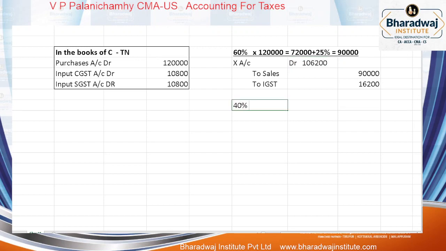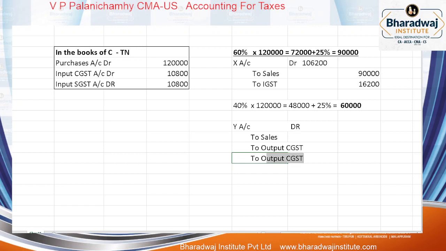Then 40% of 1,20,000 will be 48,000 plus markup 25%, which comes to 60,000. This is sold within the state. What entry will you pass? To whom is it sold? Y account debtor, to sales, to output CGST and SGST. Better to use the word output. So 60,000 is the sales, at 9%.